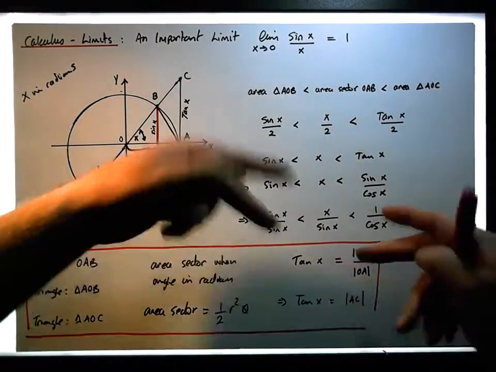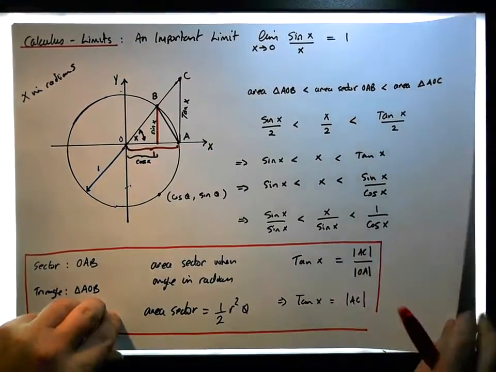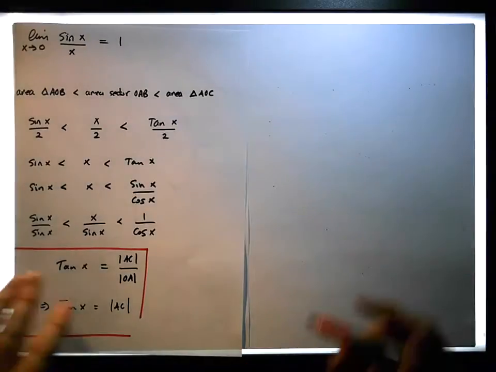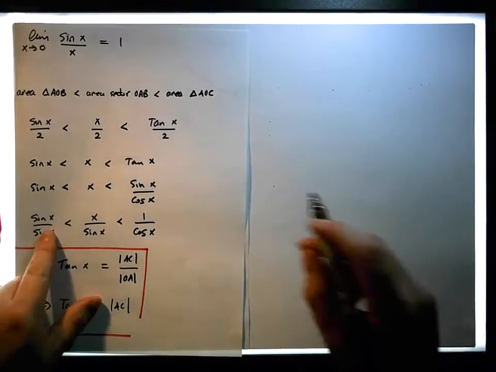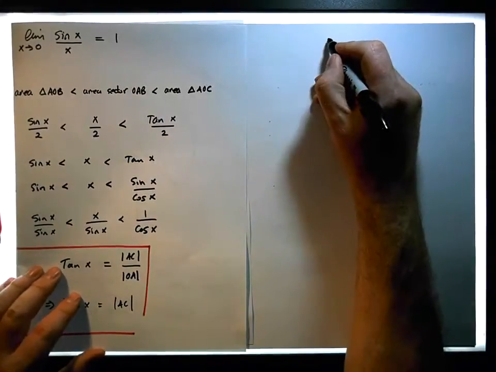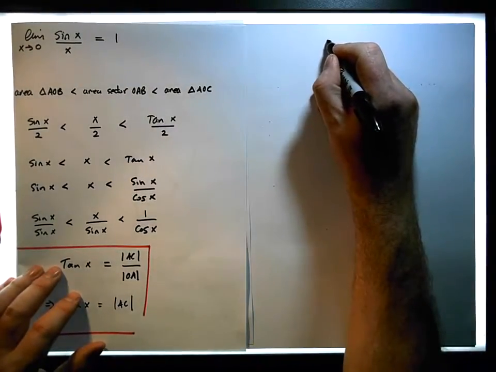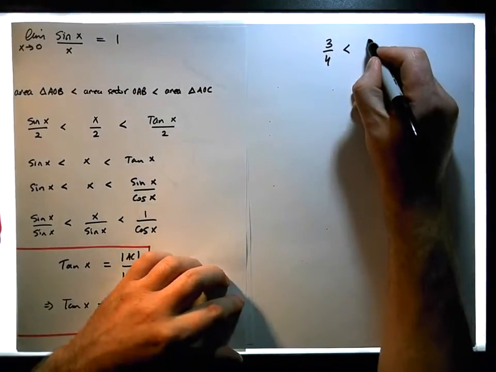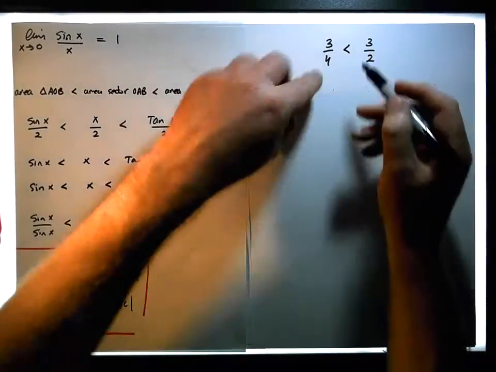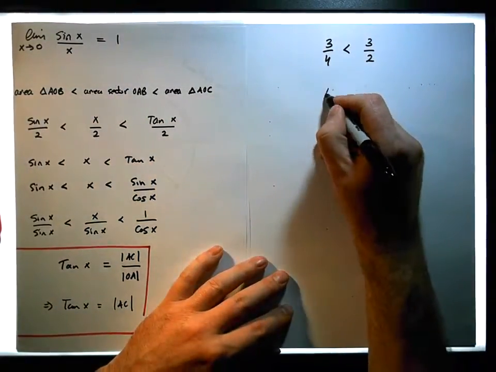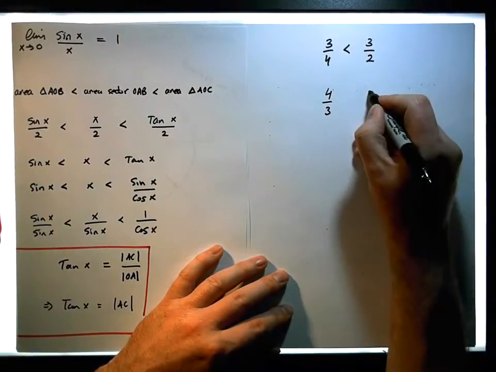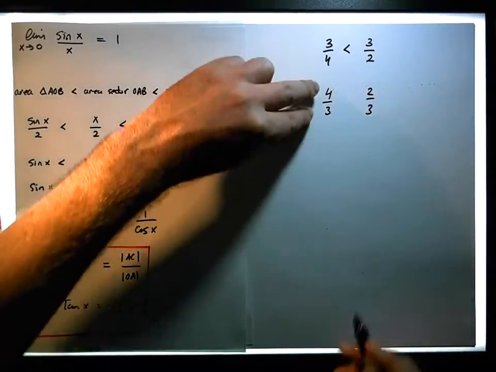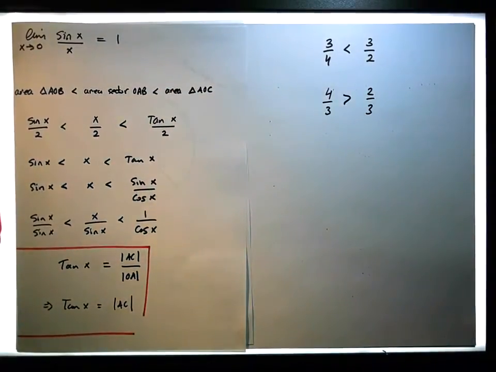So if we flip these particular fractions, just keep in mind, if a fraction is less than another fraction, well, let's write down two fractions that are less than each other. Let's say we have 3 over 4 is definitely less than 3 over 2. Now let's flip them. You can clearly see that we get 4 over 3, and when we flip the other, we get 2 over 3. Well, 4 over 3 is now bigger than 2 over 3. So just keep that in mind.